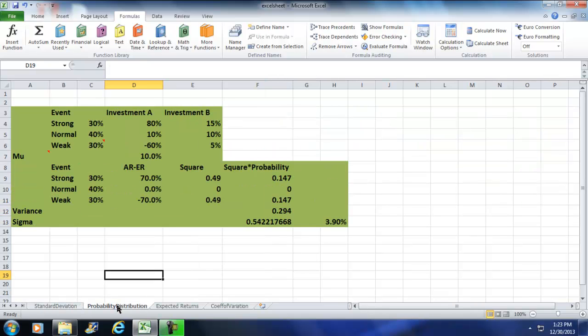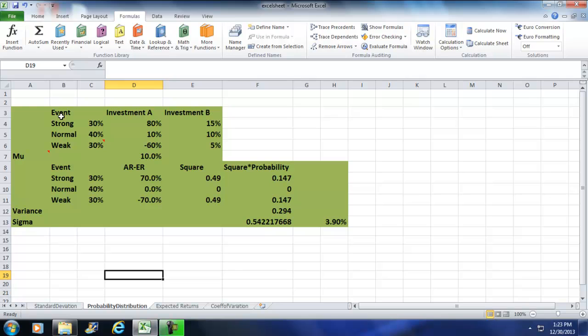Now let's try a probability distribution. Now you can see I'm no longer using mean and standard deviation; I'm using mu and sigma instead, because we're within a population.